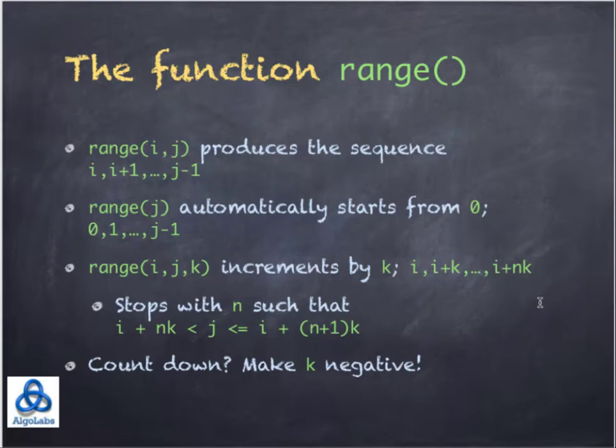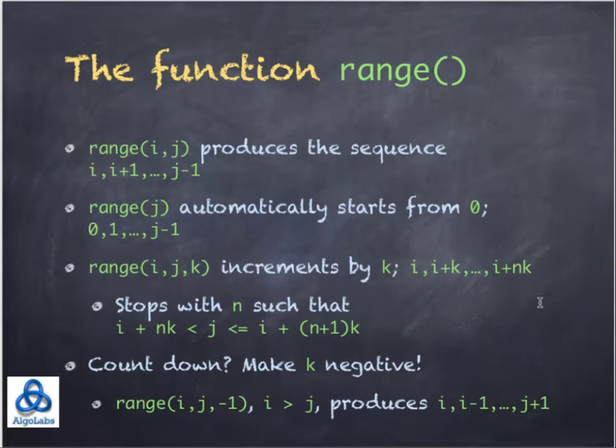What if we want to count down? We just make k negative. For instance, if we say range(i, j, -1), then we would expect that j is smaller than i. We start with a bigger number and count down to a lower number. So we get i, i minus 1 and so on. And once again, the rule is we must not reach j or cross it. So in this case, since we are coming from above, we will stop at j plus 1.